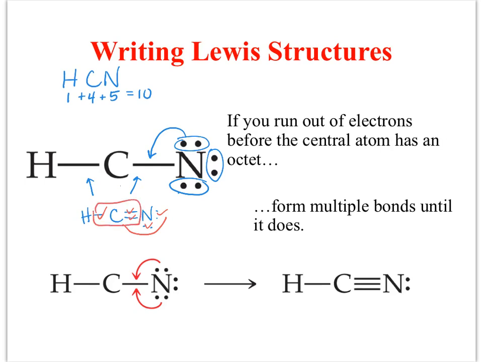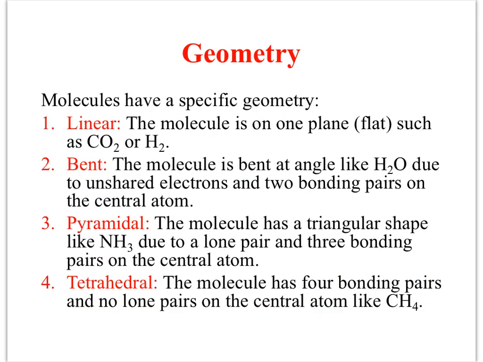If I swing this other lone pair in between and make it into a triple bond, now hydrogen is satisfied because it can only have 2. Carbon is satisfied, 2, 4, 6, 8, and the nitrogen is as well, 2, 4, 6, 8. Okay, you have to practice these, but they really aren't going to be super complicated.